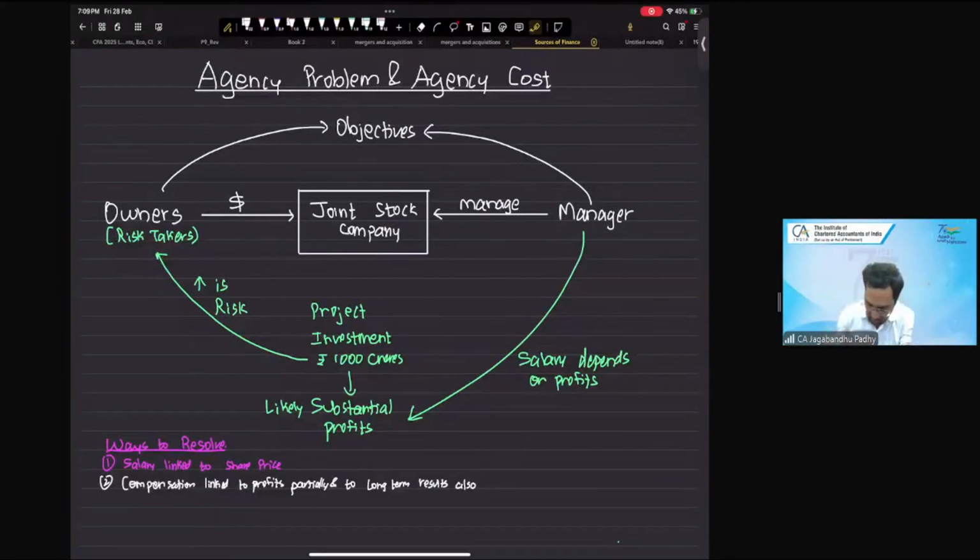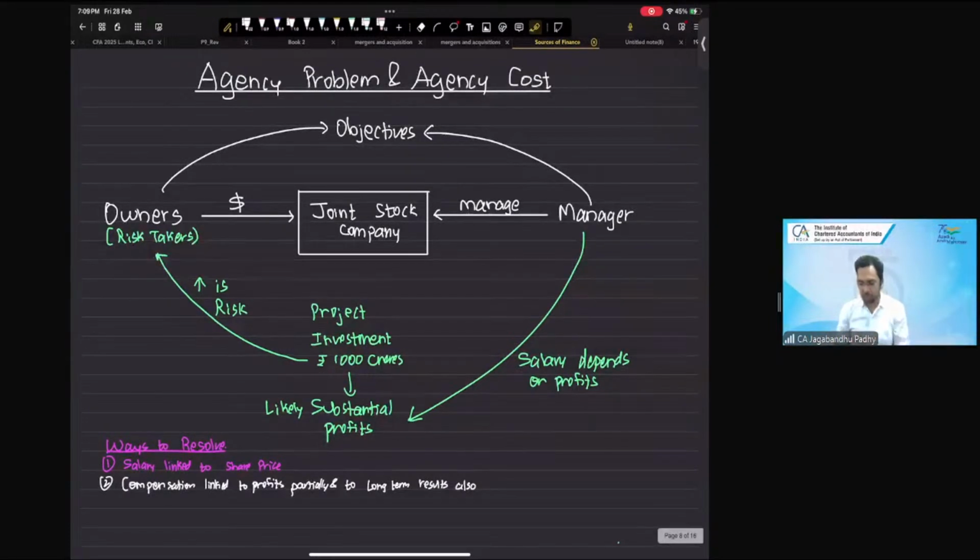One way to resolve this is with the salary. You can say, okay, salary would be 50,000 plus 2% of the profits. So when you assign that value, how do we go about understanding their idea? Link it to the profits, link it to the share price. Now the managers will think, my salary is linked to the profit, my salary is linked to the share price.